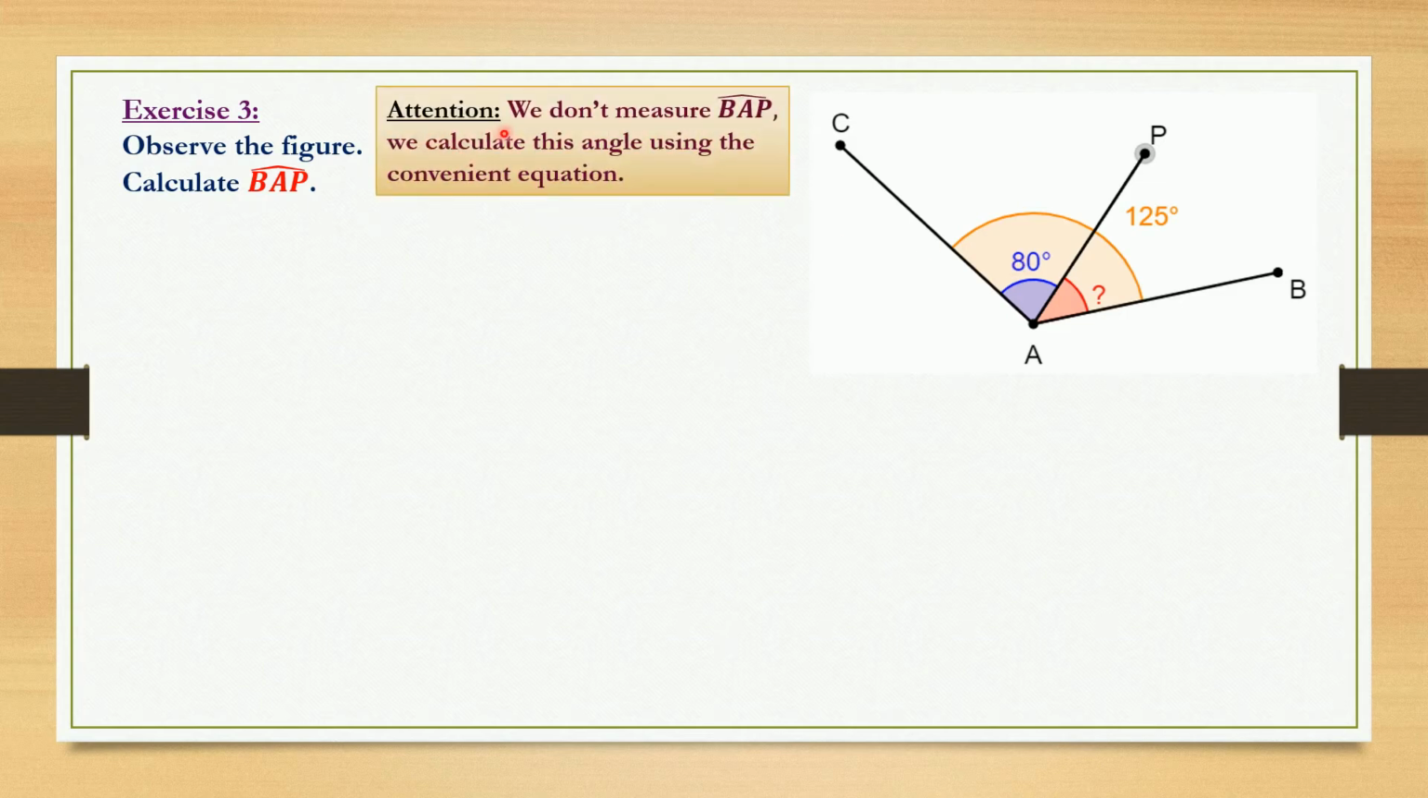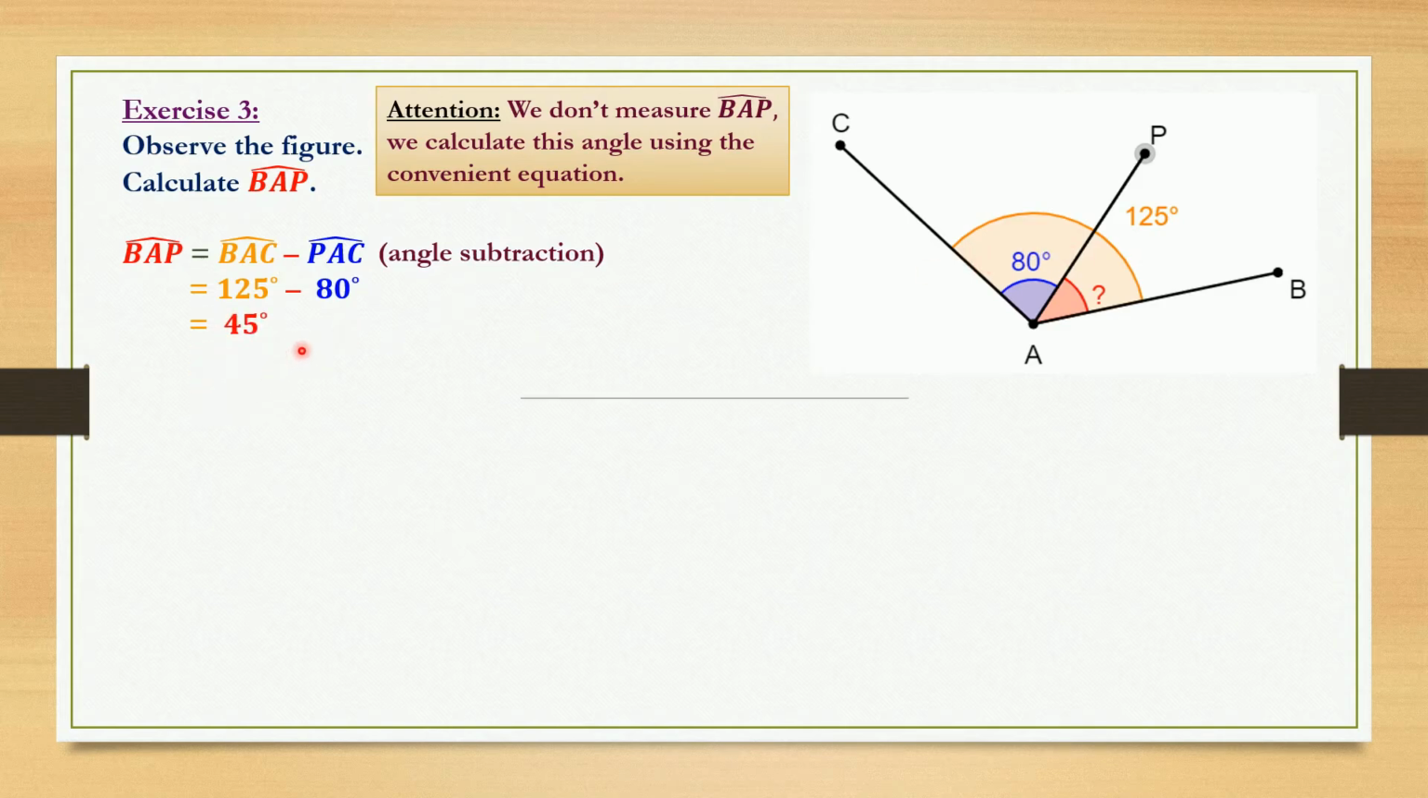So here, attention also, we don't measure BAP, we calculate this angle using the convenient equation, which is here angle subtraction equation. BAP equals the whole, which is BAC minus BAC. The reason here is angle subtraction. Now we replace each angle by its measure, equals 125 degrees minus 80 degrees equals 45 degrees.